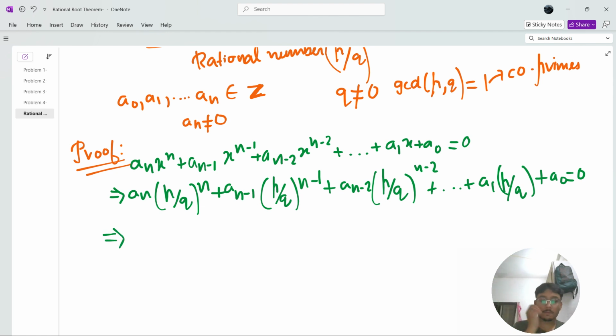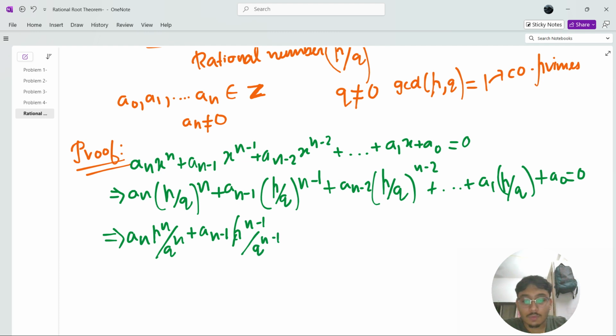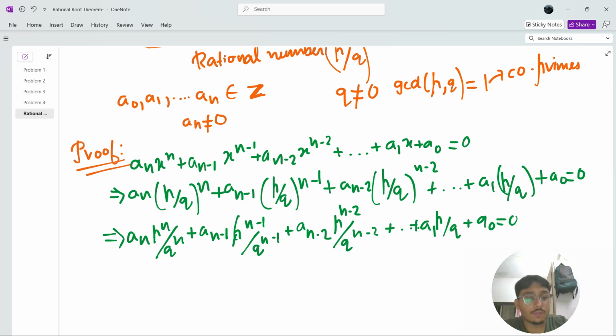I'll be simplifying this. How? I will be separating the terms out here. This is a_n into p to the power n by q to the power n plus a_(n-1) into p to the power n minus 1 by q to the power n minus 1 plus a_(n-2) into p to the power n minus 2 by q to the power n minus 2 plus ... plus a_1 into p by q plus a_0 is equal to 0.